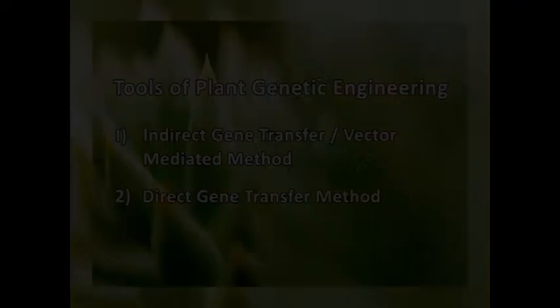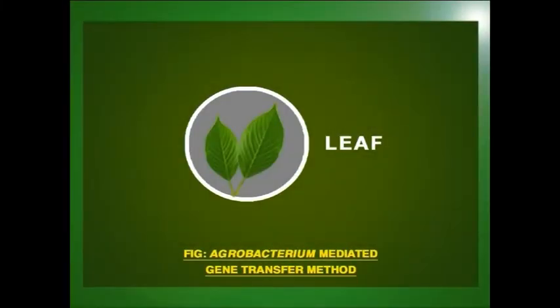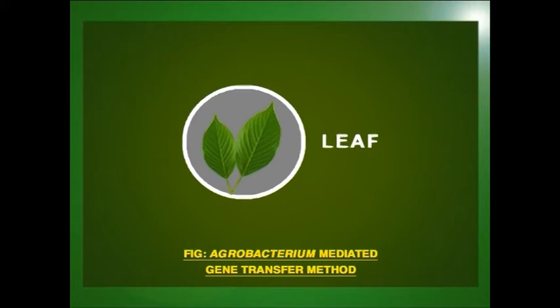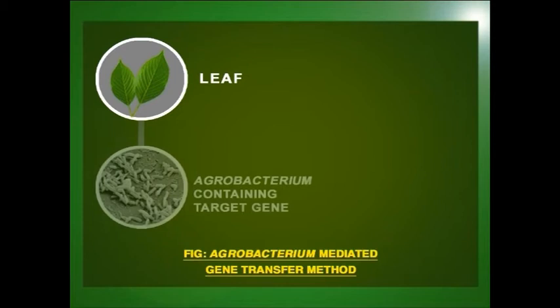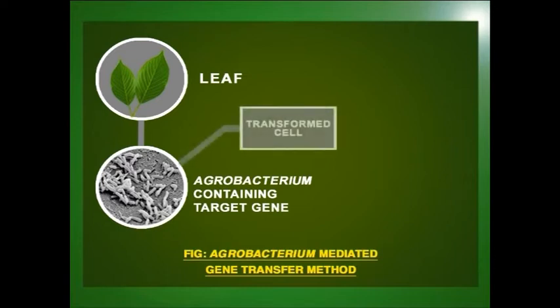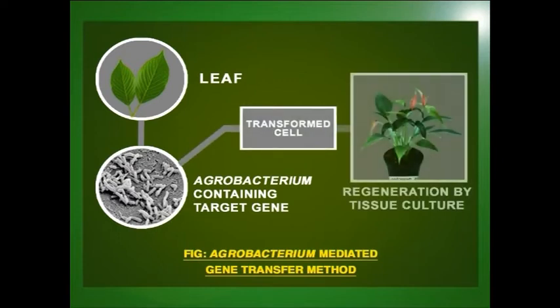One example is the agrobacterium-mediated gene transfer method. In this method, the target DNA for the desired trait is isolated from the original organism and inserted into agrobacterium, which is used to infect the target plant cells. The transformed plant cells containing the target DNA are then regenerated in vitro into plants with a new trait.